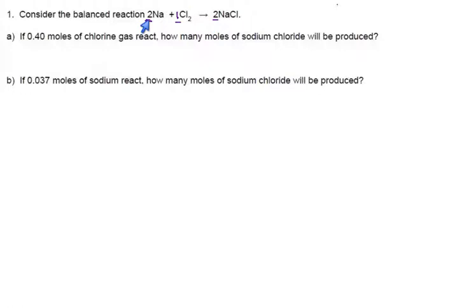Or, from the standpoint of sodium, you could say if you have a certain amount of sodium, the chlorine will only be half that much, 1 instead of 2, and the sodium chloride will be the exact same amount. So there's a number of ways we can use proportions to solve these.